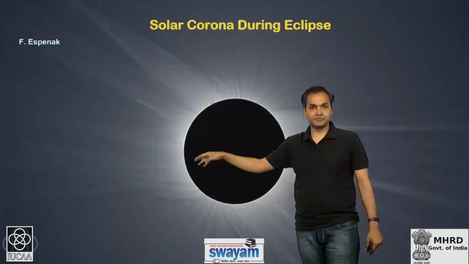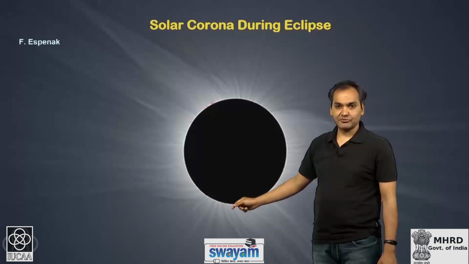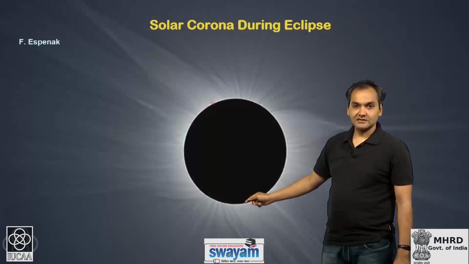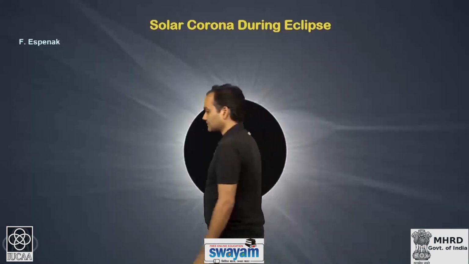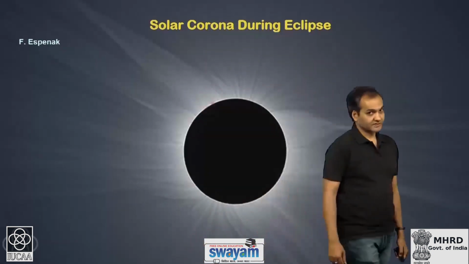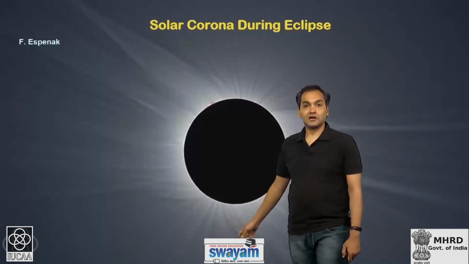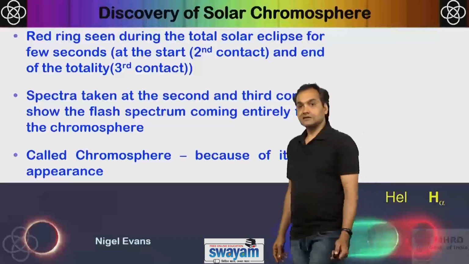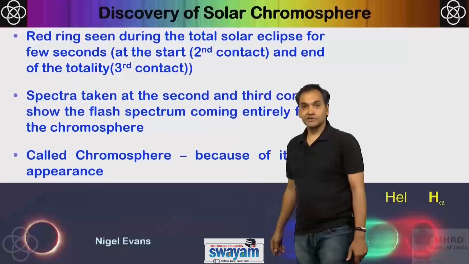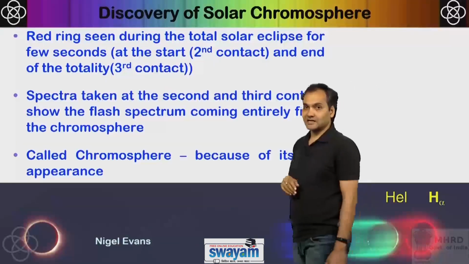Now, during these eclipses, what was also found was that there are red patches appearing, as you can see in this image, very close to the location where the moon is blocking, and that is defined as the solar chromosphere. If you do spectroscopy during an eclipse very near to the limb, you find the appearance of a red ring during the total solar eclipse for a few seconds, and that happens at the start of the second contact.